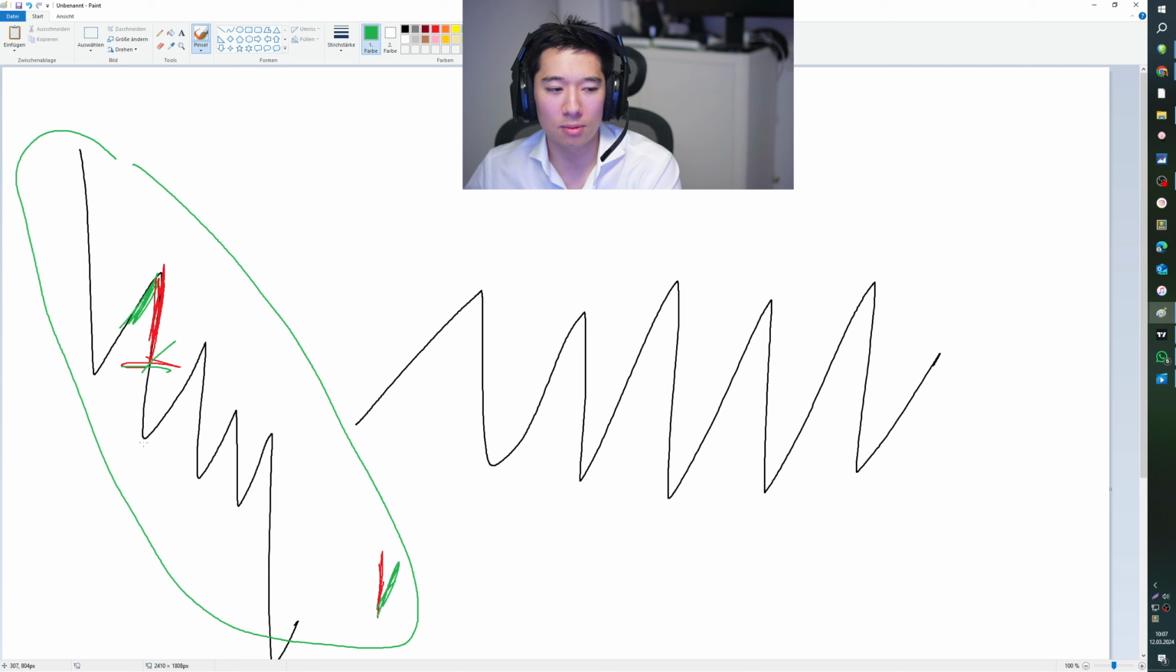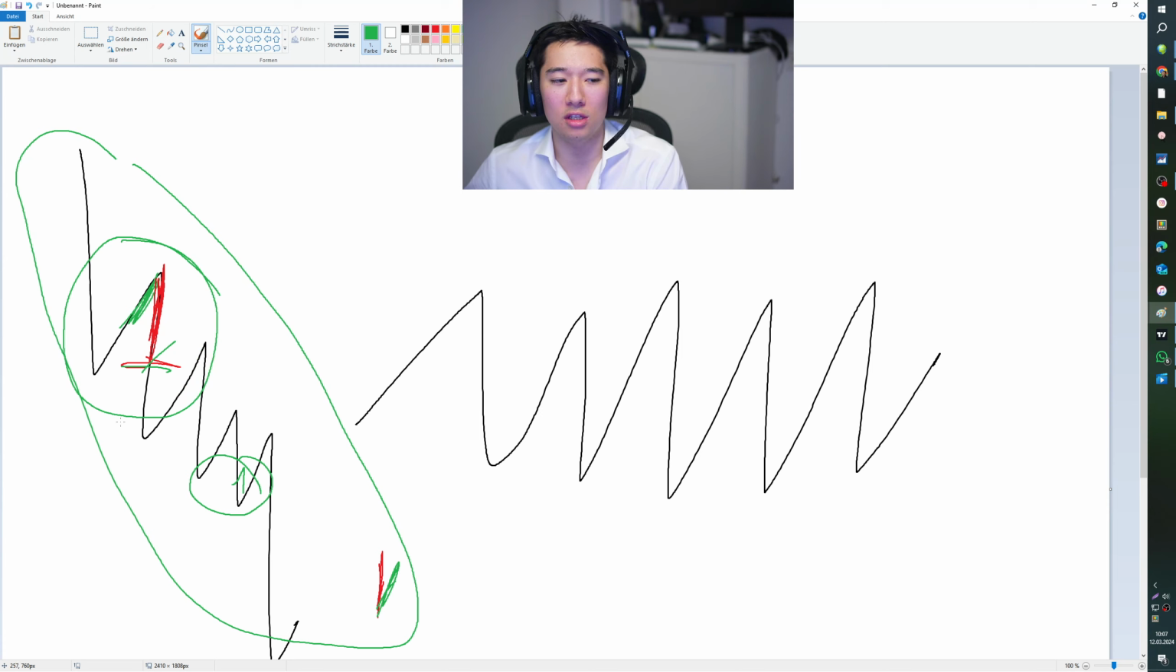I'm going to show this to you. I'm going to look, of course, how big the retracements are. If the retracements are that big, I'm not going to sell here just because here's a small green and red candle. I want to have also from the bigger retracement here.